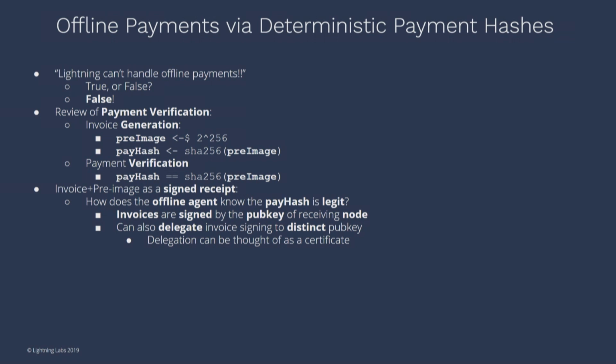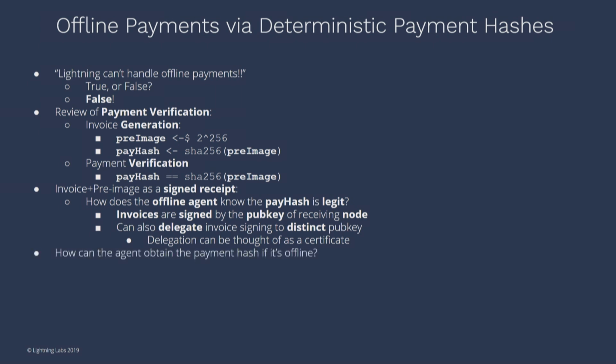At this point, you can think of it almost like a certificate, right? The online node delegates the ability to create invoices for that node to someone that's offline. So now we're able to generate invoices that are fully valid and that will be verified by any other Lightning client, and that's the first building block in enabling offline payments.